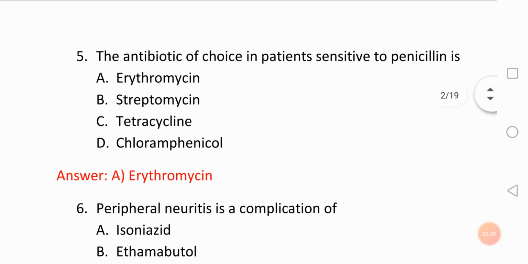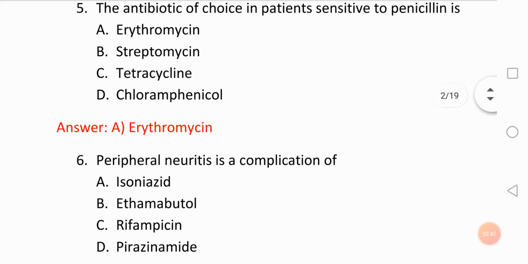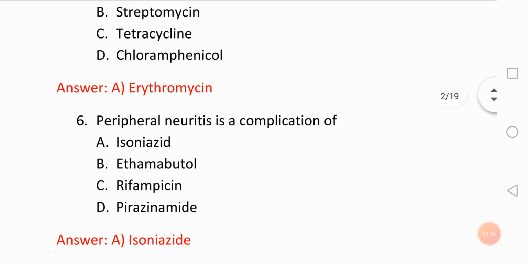Sixth question: peripheral neuritis is a complication of A. Isoniazid, B. Ethambutol, C. Rifampicin, and D. Pyrazinamide. And the answer is A, isoniazid. So isoniazid is an anti-TB drug.